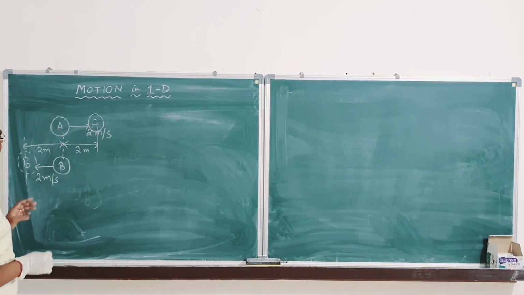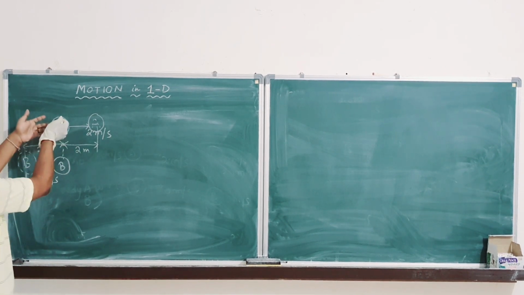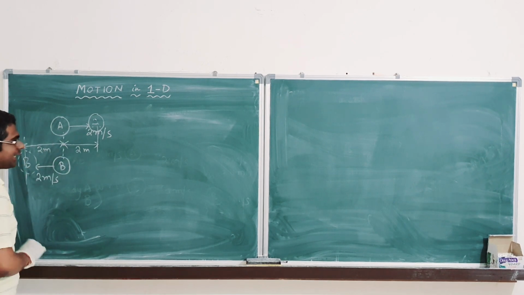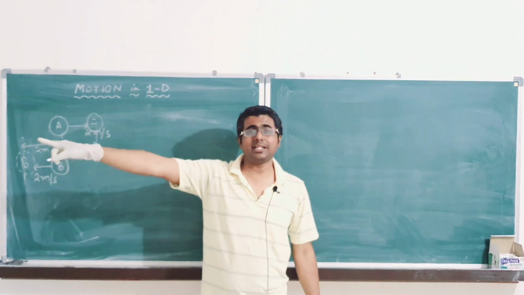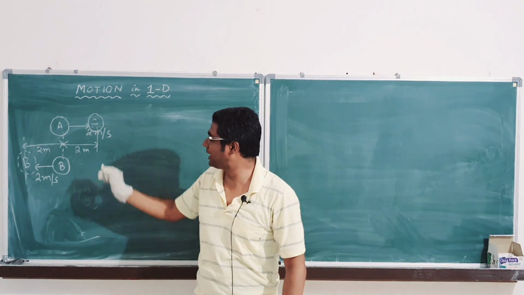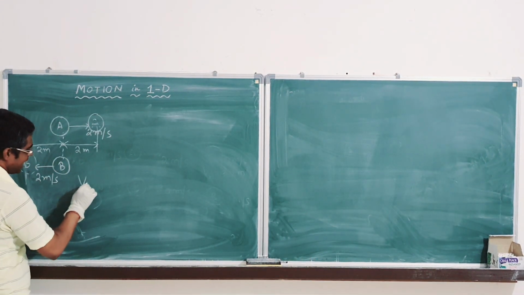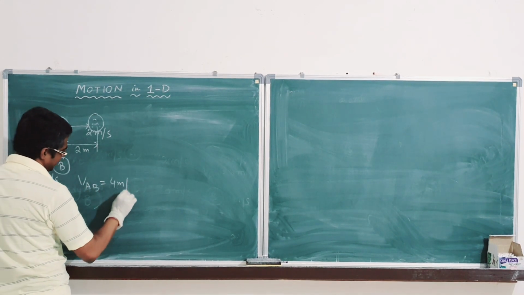2 meter. So what was the distance between us previously? 0. Wherever the A was there, B was also there. But now the new distance between A and B is 4 meter. So what is the difference between A now and B now? 4 meters. In how much time? We have spent only 1 second. So definitely the velocity of A with respect to B is 4 meter per second.